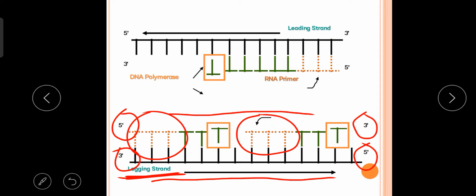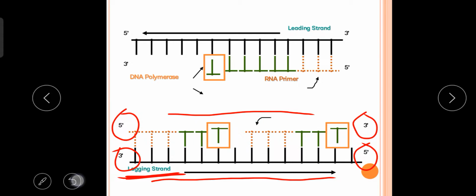This way many RNA primers are formed, and DNA polymerase 3 polymerizes only a few nitrogenous bases or sequences of DNA, and this way many gaps are formed in between the strands of DNA. That means many short fragments of DNA are formed, and all these short fragments of DNA are filled up by the ligase enzyme, and all these primers are removed by DNA polymerase 1 enzyme.